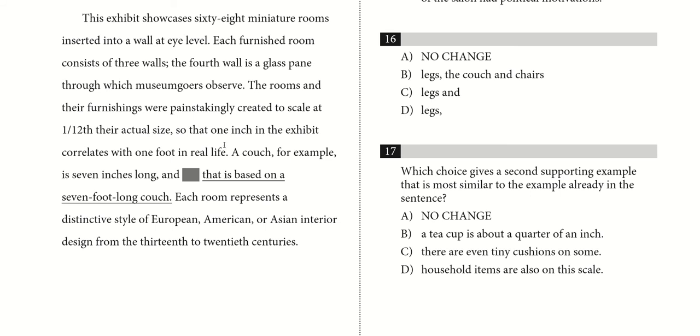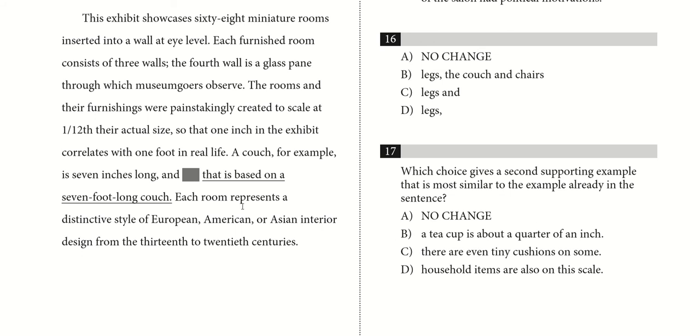So if we were just given this information, do we need to say that one 7-inch couch is actually representative of a 7-foot long couch? It's kind of redundant, right? I mean, it was just explained to us that 1 inch correlates with 1 foot. We probably don't need that sort of repetition of information. So let's remove A. Now, which B, C, or D?